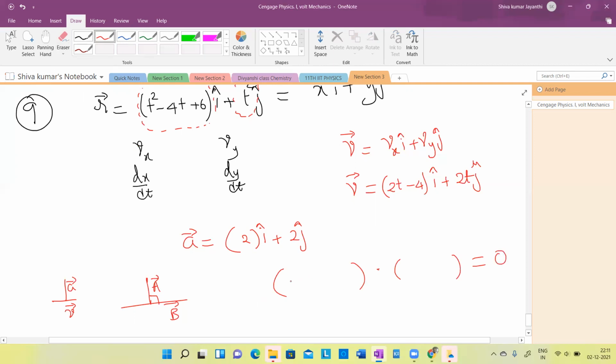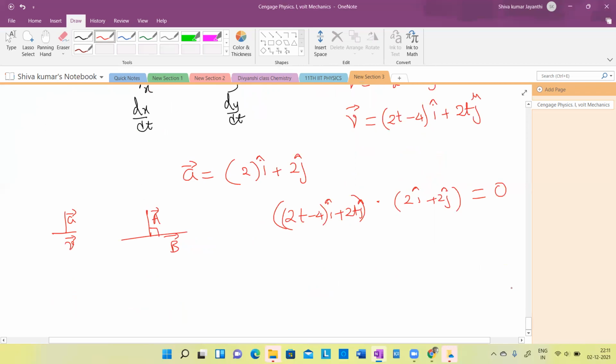So the vector dot product will be: 2t minus 4 i cap plus 2t j cap, dot product with 2i cap plus 2j cap. Do you know about vectors? This concept is there in vectors. The dot product of vectors is 0. Why? Cos 90 is 0, no? That is the main reason. Cos 90 is 0, tan 90 is 1 by 0, infinity. That's one more reason. Understood that?